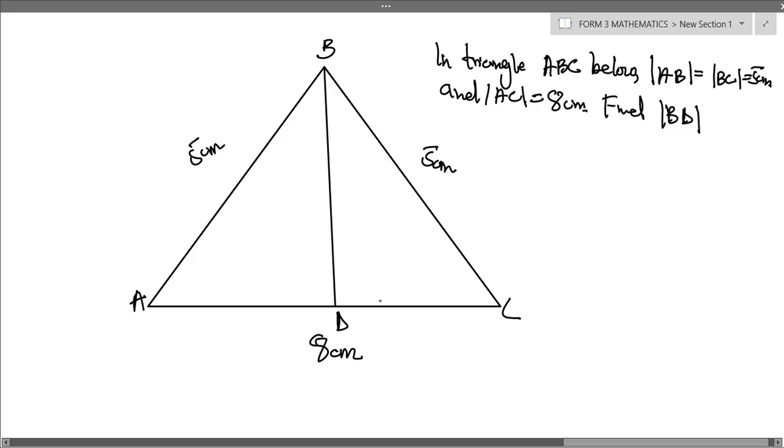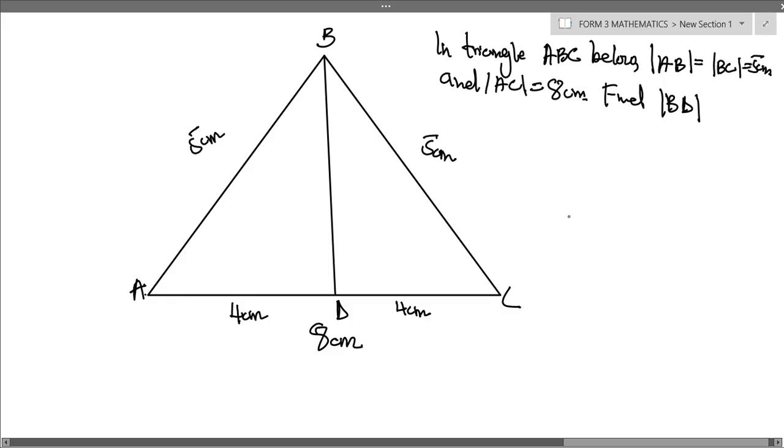So now, if the whole of this one is 8 centimeters, what do you think BD will be? Look at this very one. From here to here is 8 centimeters, and this one has been divided equally. This tells us that AD is what? Is 4 centimeters. This particular side is 4 centimeters. And this also is also what? Is also 4 centimeters. Okay.